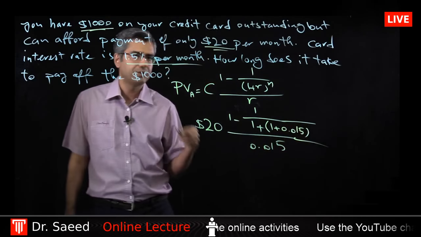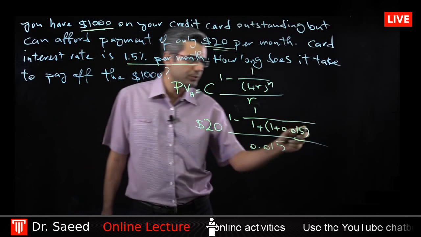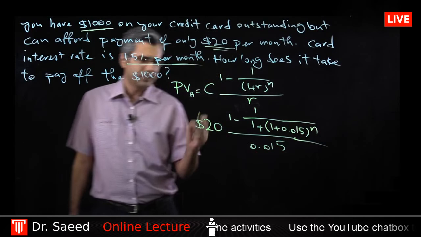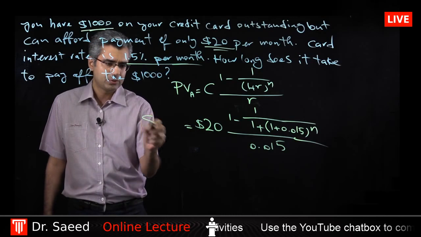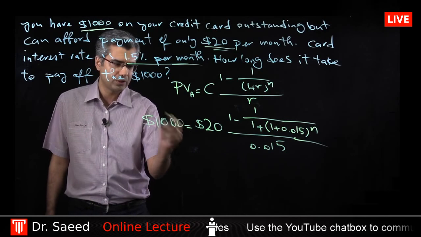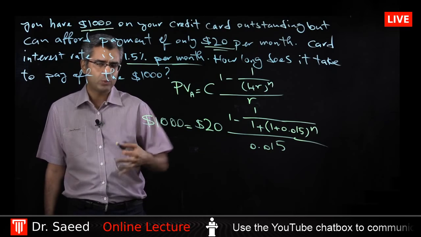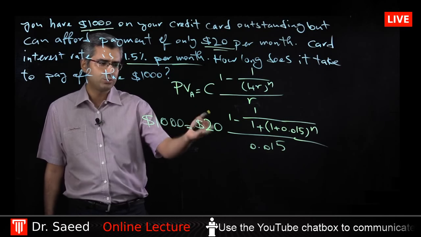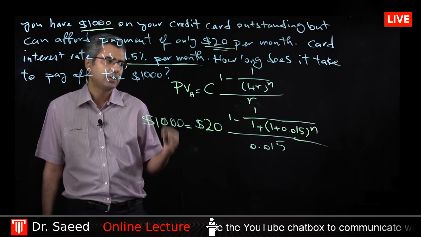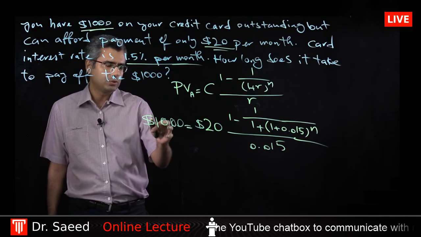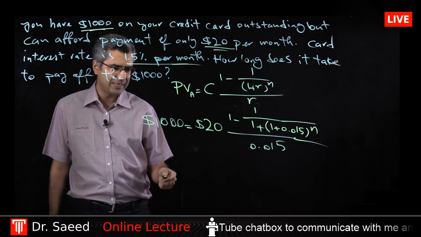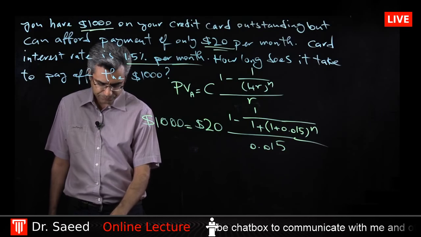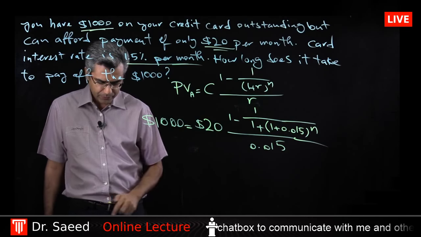And what is the power? Power is number of periods, and we want to compute it. So I write n here. And we will pay $20 per month to pay off this $1,000 debt. So now we have $1,000 debt, but in the future we want to pay $20 per month to pay it off. So this is present value and this is the cash flow. Now you can compute n.